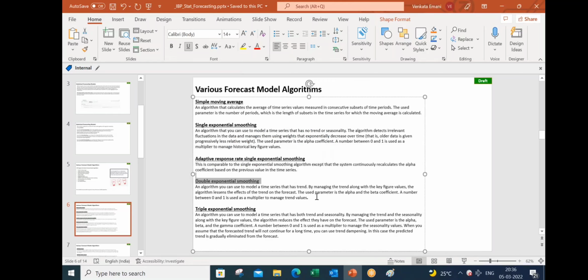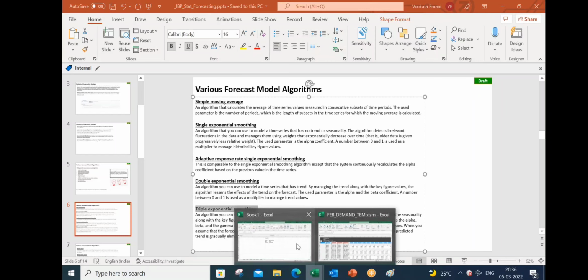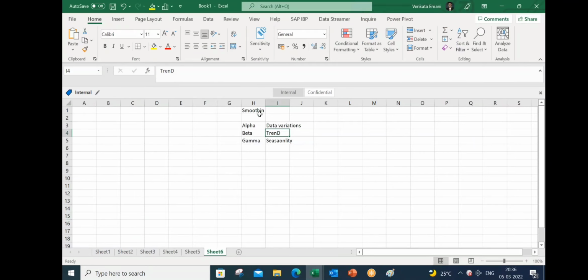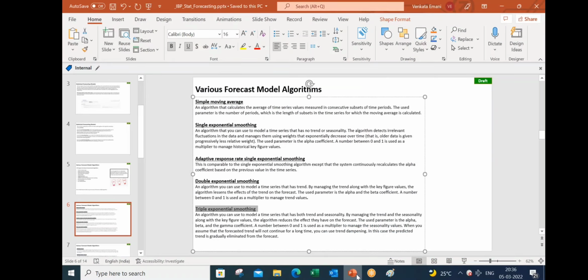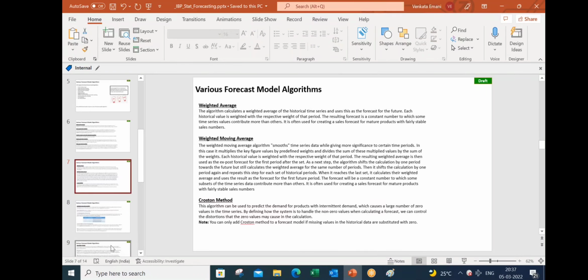In double exponential smoothing, you have to give the trend beta value. Beta is trend. Very important, they'll ask why beta is used. You have to tell trend smoothing. Gamma is for seasonality smoothing. If you're using triple exponential, then you have to give gamma.